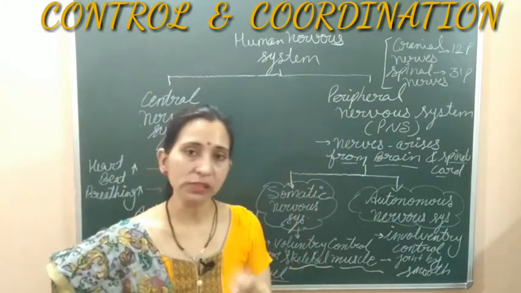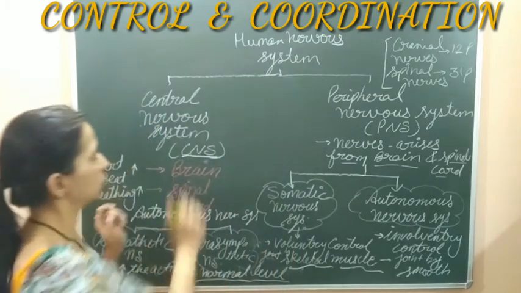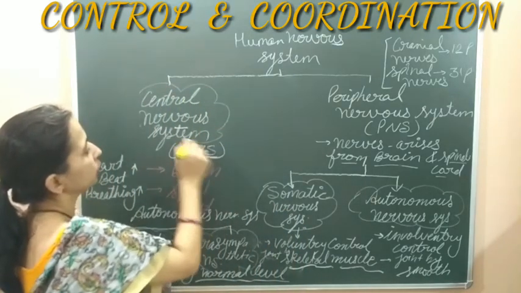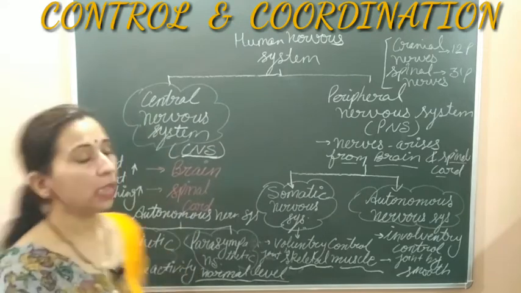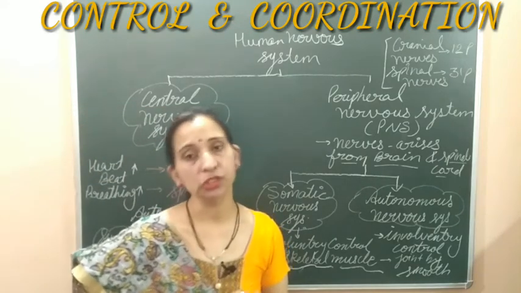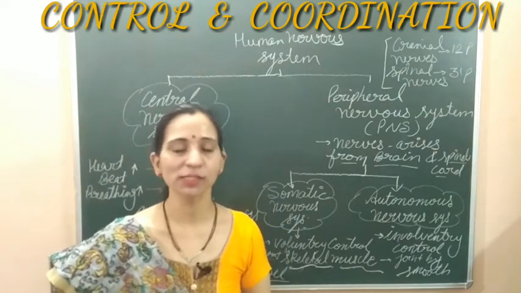After this, we will start with the central nervous system. अब हम start करेंगे हमारा next topic with the central nervous system, in which we will discuss the structure of the brain and then spinal cord.